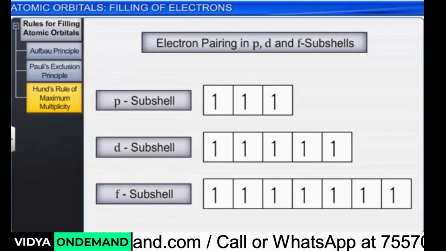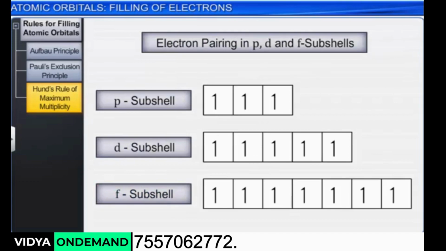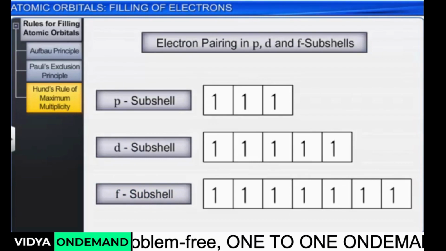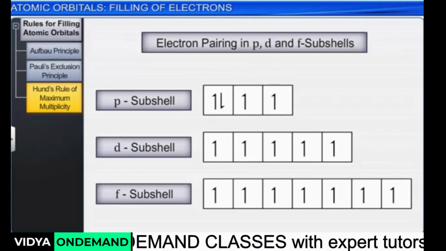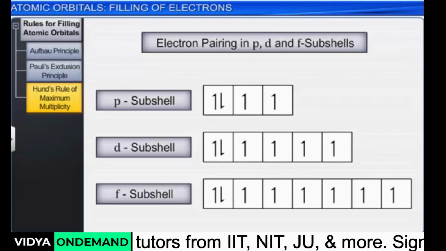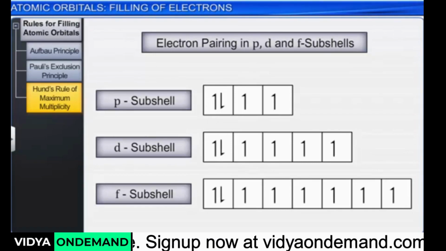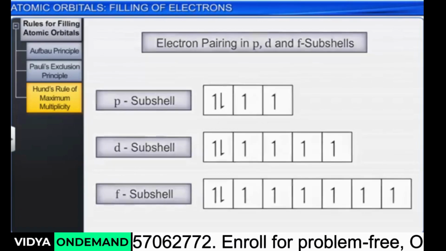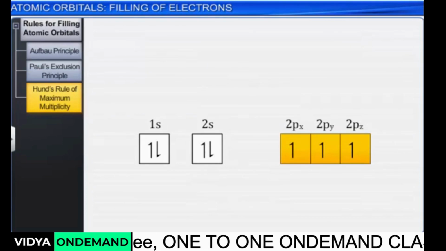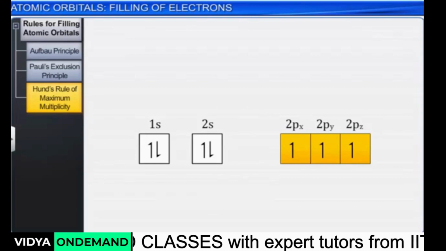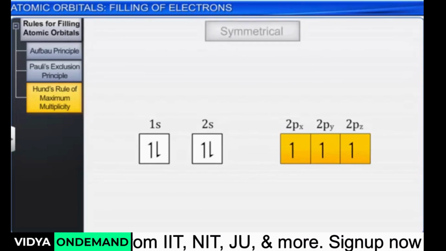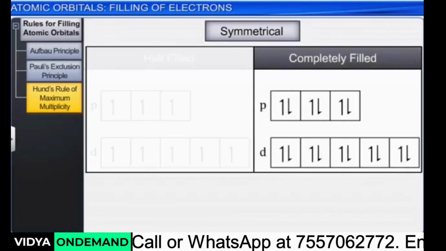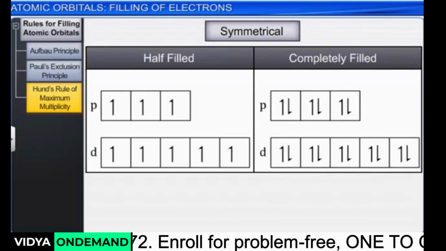In other words, pairing of electrons in p, d and f subshells starts with the 4th, 6th and 8th electron respectively, as shown here. Also, all the singly occupied orbitals will have spins in the same direction. Moreover, it is observed that half-filled and completely filled subshells impart greater stability to atoms due to the symmetrical distribution of electrons.